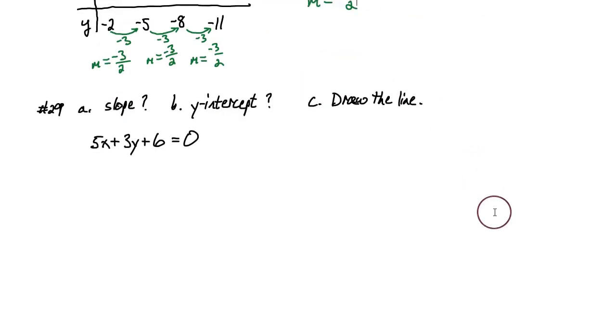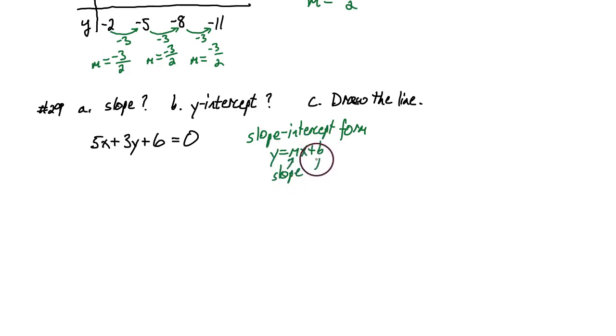Next, number 29. We're given an equation and we're asked to find its slope and find its y-intercept and then graph the line. To find the slope or the y-intercept, we know that it's helpful to have slope-intercept form. Slope-intercept form has this basic pattern to it. Y equals mx plus b, where the number in front of x is the slope and the constant number on the end is the y-intercept.